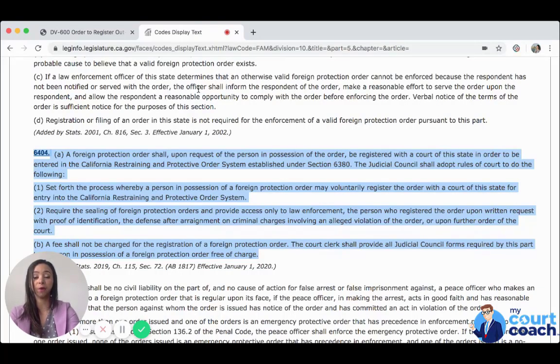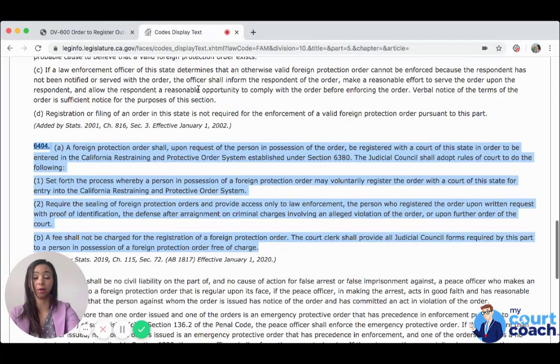Require the sealing of foreign protection orders and provide access only to three sorts of individuals. So law enforcement, you with proof of identification, the defense after arraignment on criminal charges involving an alleged violation of the order, so if you're in criminal court facing criminal charges, or upon further order of the court. A fee is not going to be charged for the registration of the protective order, and the court clerk shall provide the form that is required to register the order as well.